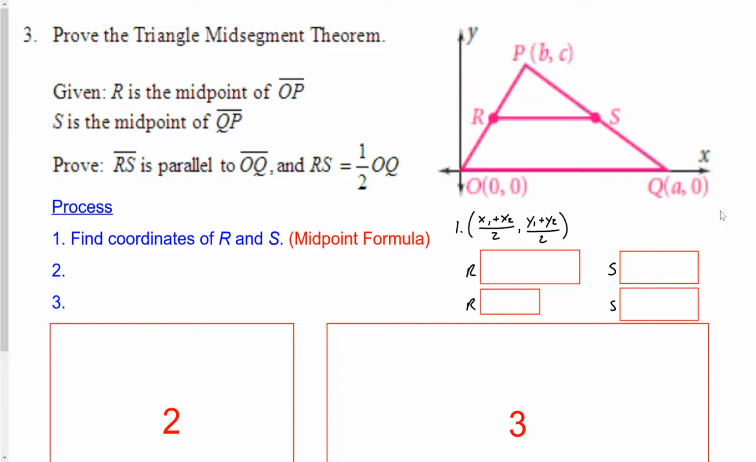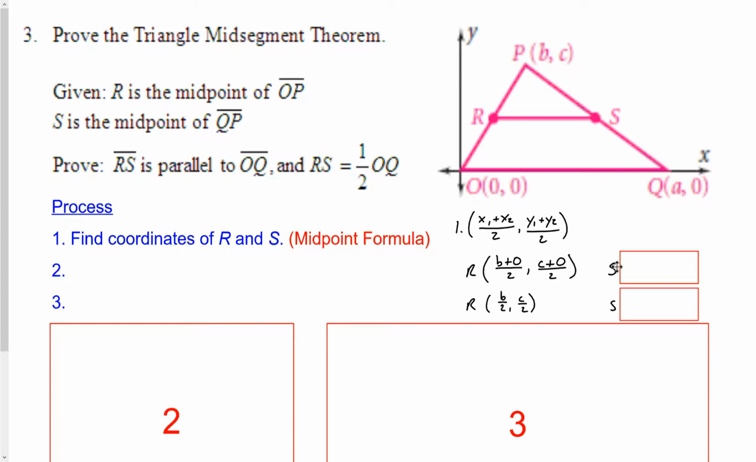So if I'm going to find the coordinates of point R, I need to use the 2 endpoints of this segment, plugging into the midpoint formula. So I would be able to take b plus 0 over 2 and c plus 0 over 2. Then if I simplify that as much as I can, my coordinates for point R are b over 2 and c over 2.